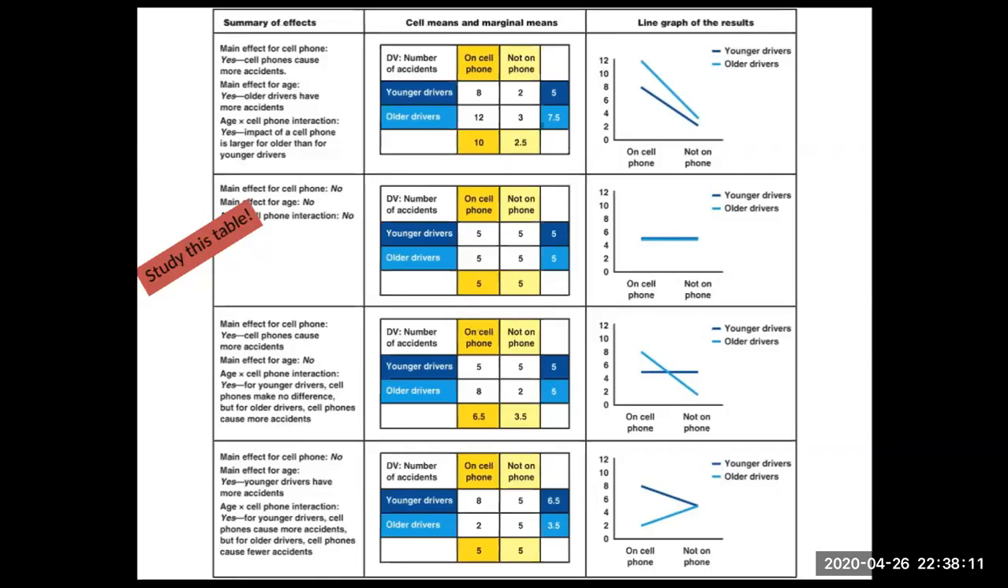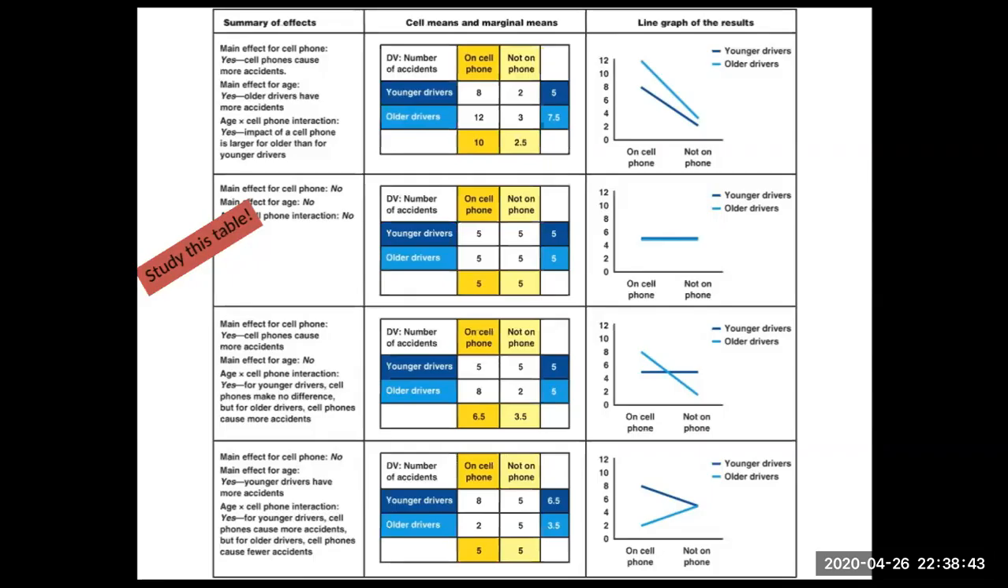For the third one, marginal means are 5, 5, 6.5, 3.5. So main effect for cell phone, 6.5 and 3.5, different enough. Main effect for driver, 5 and 5, no. Looking at the lines on the right, one is the same, one is going down. We see a crossover interaction, so yes. If we were to do the simple cells, 5 minus 5 is 0, 8 minus 2 is 6. We see a difference, 0 and 6.